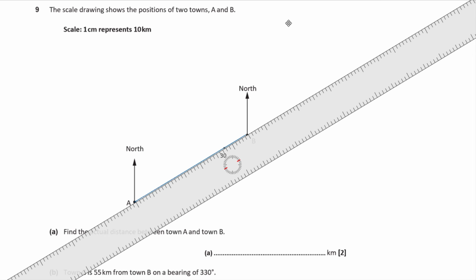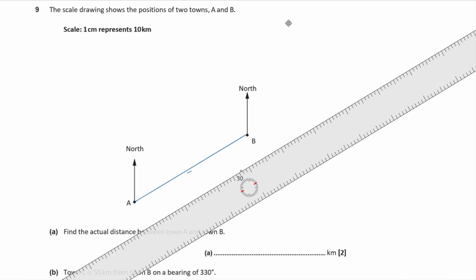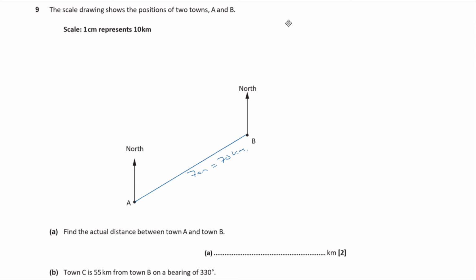Now, if you measure this carefully with your ruler, you should find it is 7 centimetres. Okay, and then 7 centimetres, using 1 centimetre represents 10 kilometres. That's equivalent to 70 kilometres then, isn't it? Okay, so that is going to be the distance then between those two towns. So that's going to be 70 kilometres.